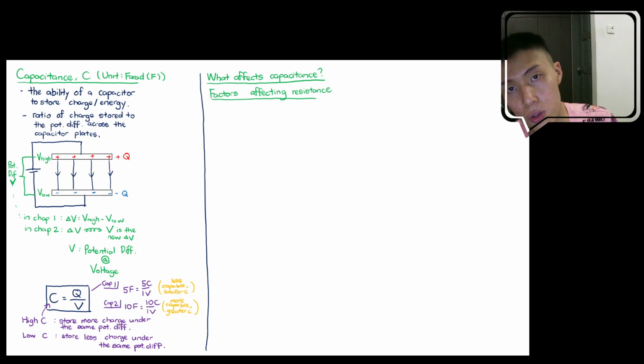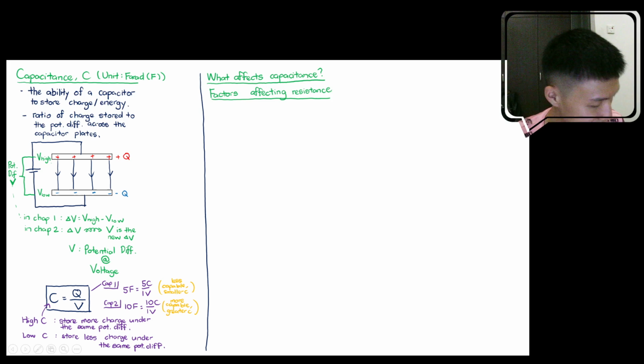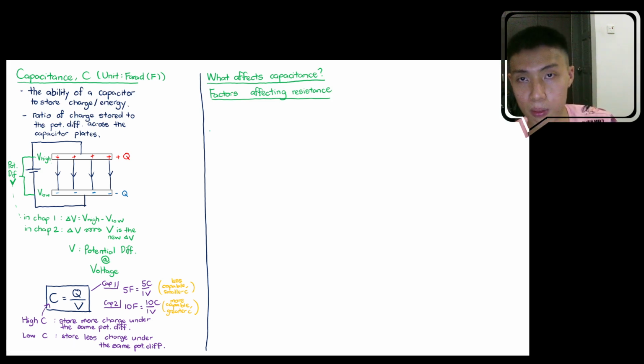In my way of writing things, there are actually only two ways to affect capacitance. So two factors affecting capacitance. The first way of affecting the capacitance is to talk about the dimension of the capacitor.